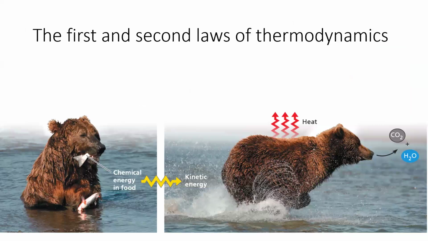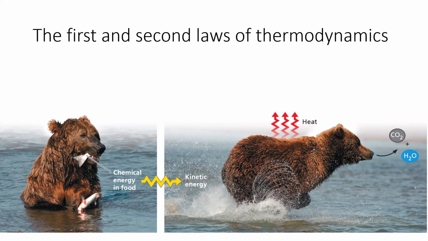So this lovely image of a bear here is a good example of the first and second laws of thermodynamics. You can see this really cute brown bear over here chewing on a fish. And that fish has chemical energy as a food source. When the bear eats it, that energy can be transformed into kinetic energy in the form of movement. So the bear eats the fish and then is able to run because the chemical bonds in that fish are transformed into physical movement, or kinetic energy.